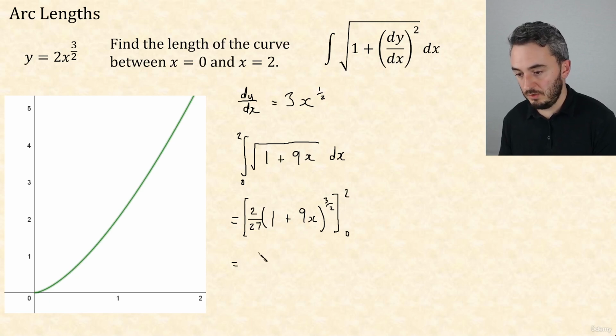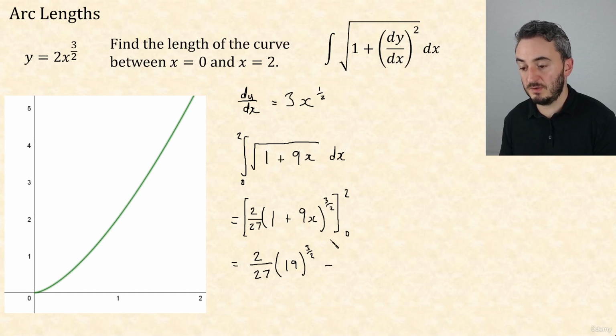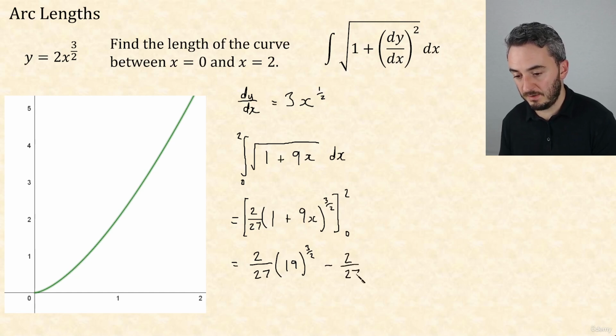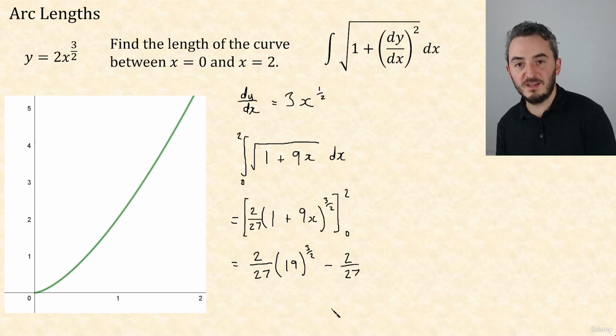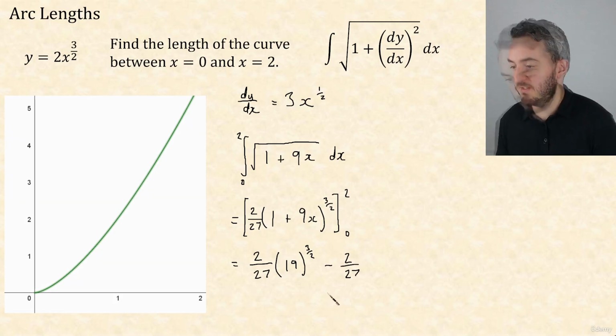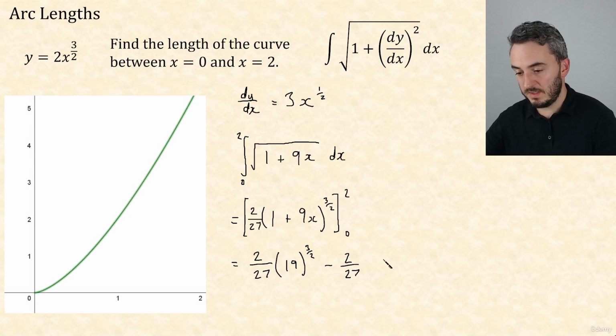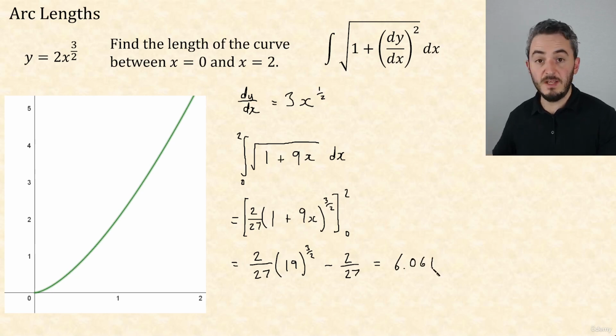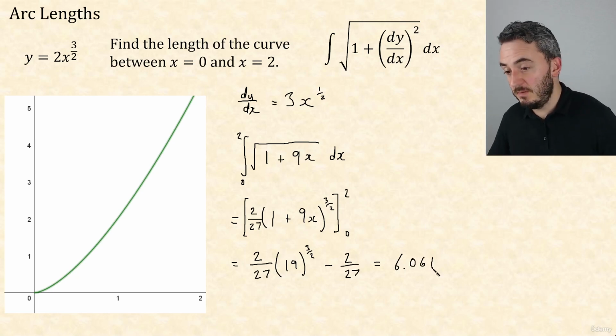So subbing in 2, what do we get? 2 over 27 multiplied by 1 plus 18, so that's 19 to the power of 3 over 2, minus, and then I'm subbing in 0, so I just get 1 to the power of 3 over 2 is 1, so that's just 2 over 27. And that's the answer. I'm not sure we can do anything particularly lovely with that. I mean, we could express it as some horrendous surd form, or indeed just as a decimal. So let's go ahead and do that, 6.061, if it had asked for it to 3 decimal places. But that's the principle.